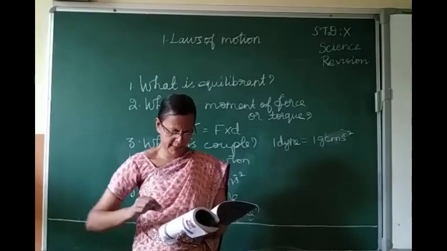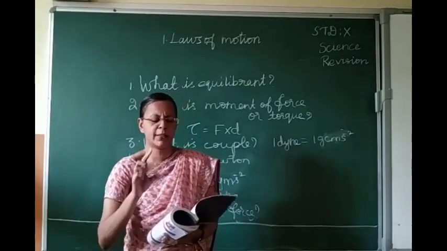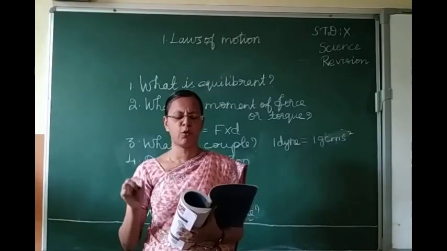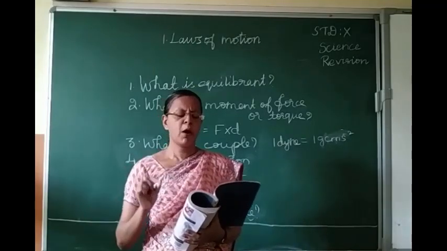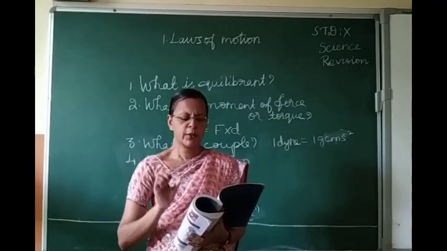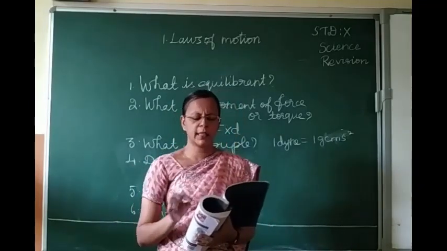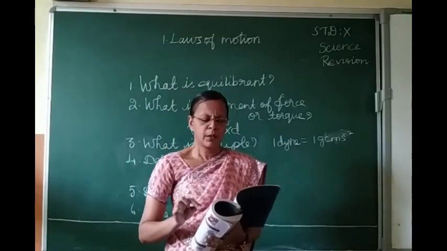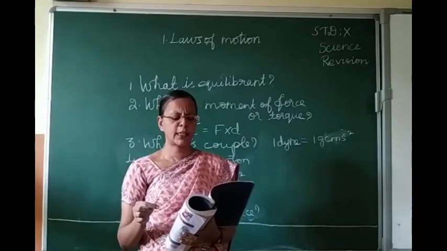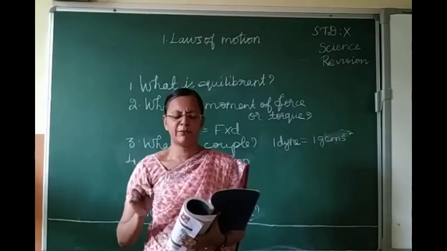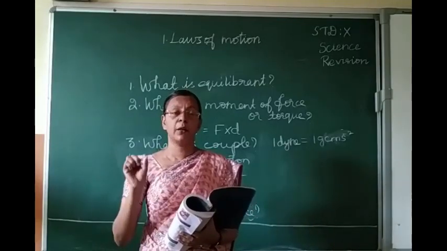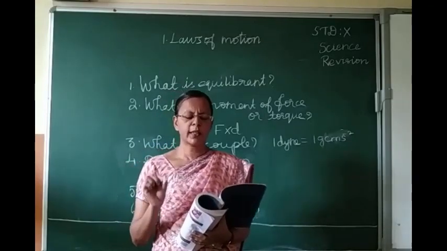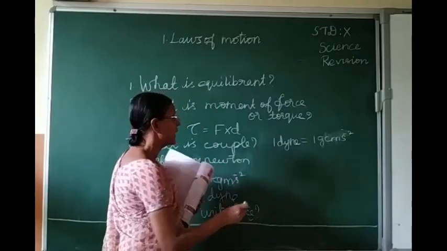Continuing on the next page, page number 7, top, first paragraph: the amount of force required to produce an acceleration of 1 m s^-2 in a body of mass 1 kg is called unit force. All of you understood this. Next, the gravitational unit of force is given. The SI unit of gravitational unit of force is kilogram force, which we can represent as kgf.